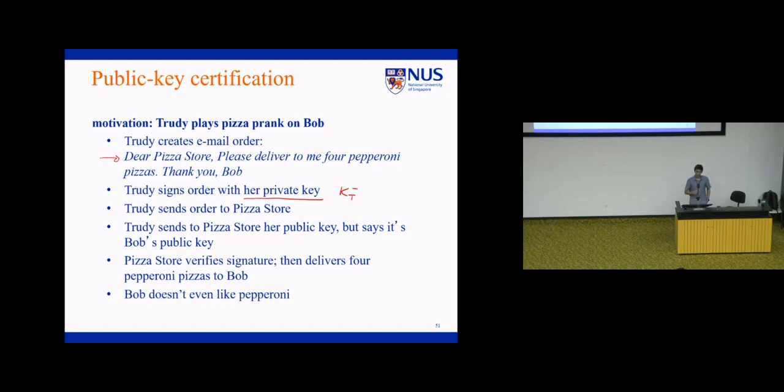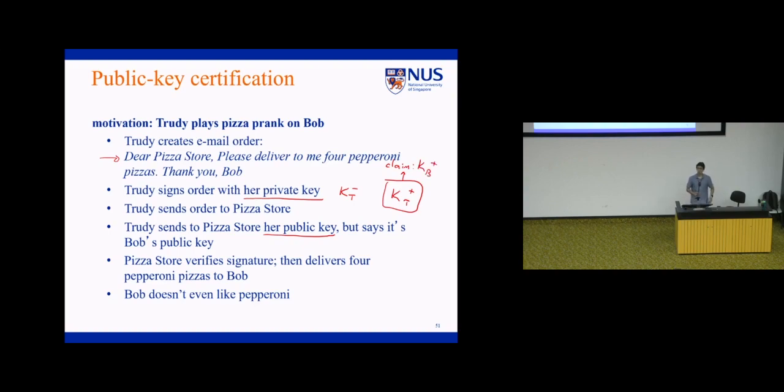But she claims that this is Bob's, she claims that KT plus is indeed Bob's public key. So Trudy sends the order to the pizza store, and Trudy sends to the pizza store her public key, which is KT plus, but claims that it is in fact Bob's public key. So let's say the claim is that this is in fact KB plus.